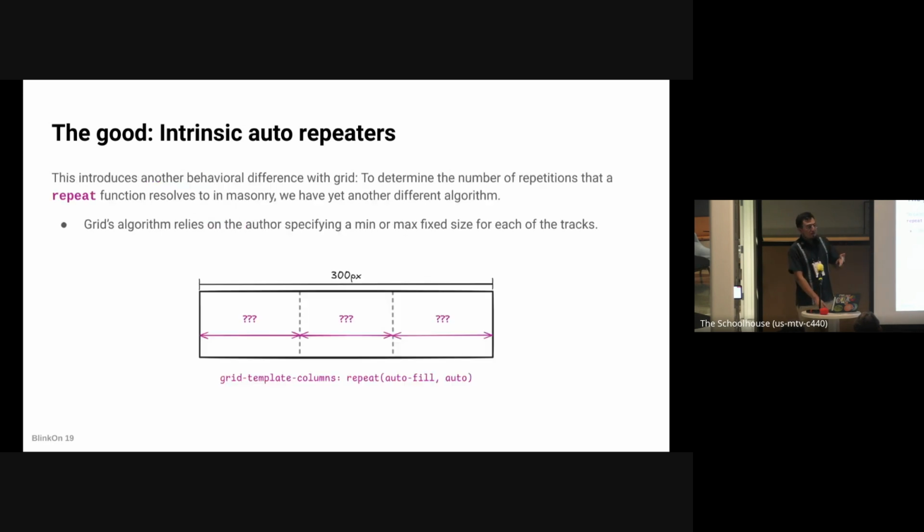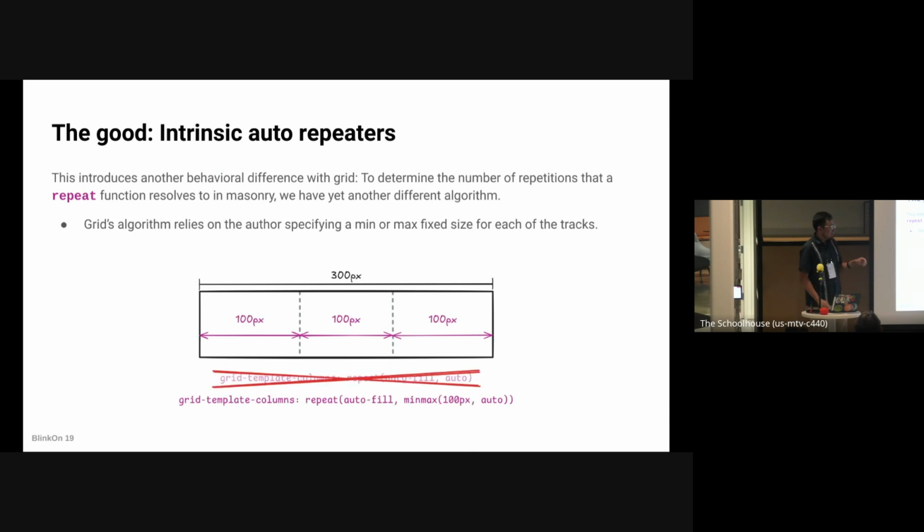This is another key difference with grid, where if we want to make a repeater fill the available space, like in this example, we have a container that has 300 pixels. We could not define grid-template-columns autofill auto, because we would need to know what items are going to be placed there. Instead, what we would do is define a minimum or maximum size, and change the definition here so that you specify we have an auto size, but if you don't know how to figure that out, use 100 pixels.